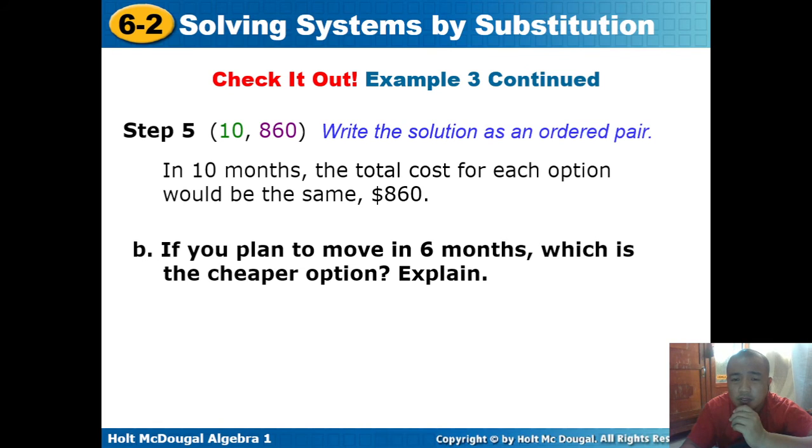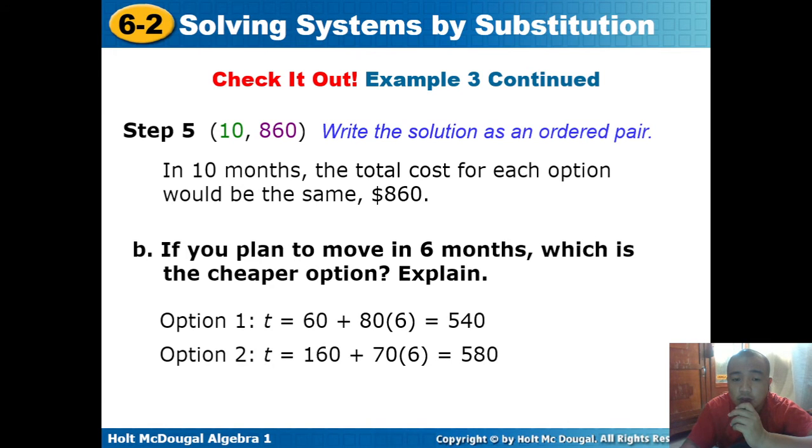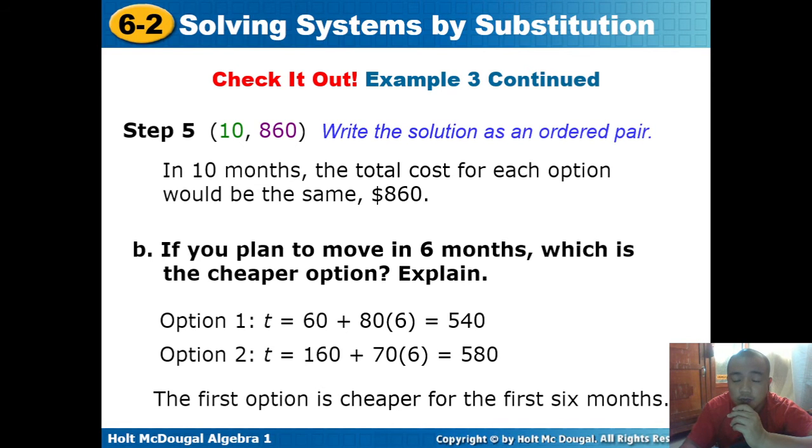Now, if you plan to move in 6 months, which is the cheaper option? For option 1, 60 plus 80 times 6, that's $540. For option 2, 160 plus 70 times 6, 580. So option 1 is cheaper for the first 6 months. Substitute M by 6, because it is only 6 months.